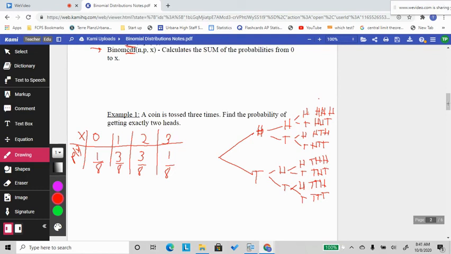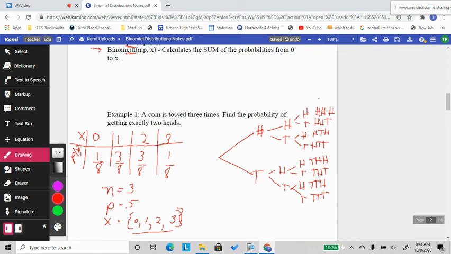So on this problem, the 3 things you always must know are N, 3 coin tosses, P, the probability for heads is 0.5, and X, we want all of them. So I want 0, 1, 2, 3. I want all 4 of those X's. So I want 0, 1, 2, and 3. All right, so I'm going to show you on the calculator.